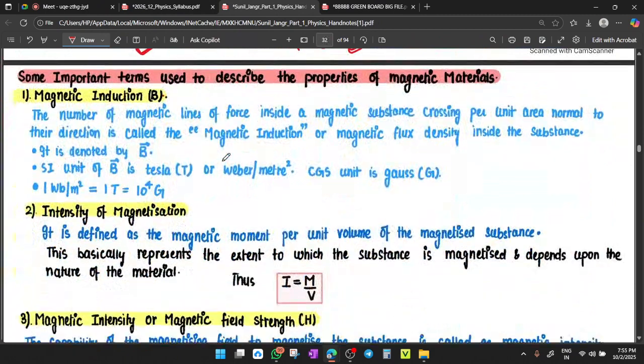Start with the first important definitions to understand the properties of magnetic material. First is magnetic induction. So write the definition of magnetic induction. Magnetic induction is called B. Some theoretical terms are there, so to understand the properties, you should know about these. So first is magnetic induction.